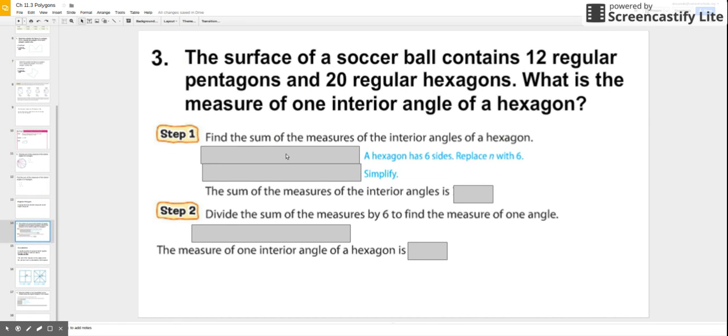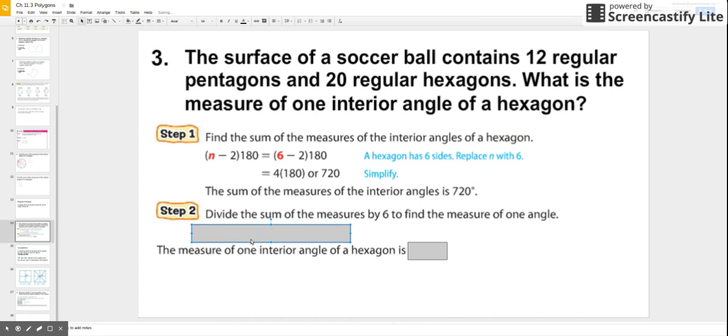So find the sum of the measures of the interior angles of a hexagon. Well, you would input 6 instead of n, and you would get 4 times 180 to get 720. So the sum of the interior measures is 720. Here you would divide by 6 because there are 6 angles. So 720 divided by 6 is 120 degrees.